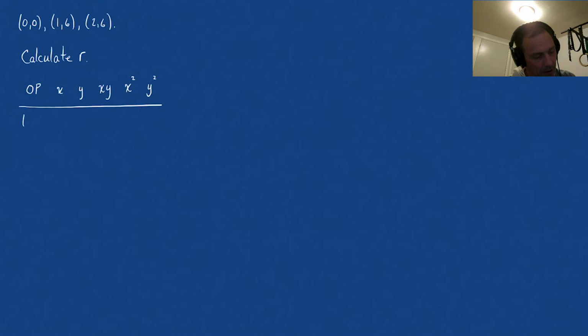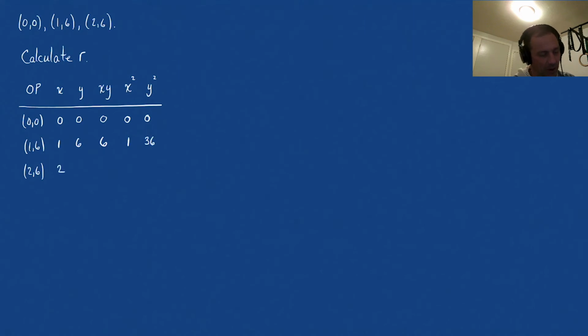So my ordered pair is 0, 0. 1, 6, 2, 6. So I have 0, 0. If I multiply those, I get 0. If I square the x, I get 0. And if I square the y, I get 0. That's not so bad. My next ordered pair is 1, 6. So 1 times 6 is 6. 1 squared is 1. And 6 squared is 36. Finally, my last ordered pair is 2, 6. I multiply 2 times 6 for 12. I square the 2 for 4 and square the 6 for 36.